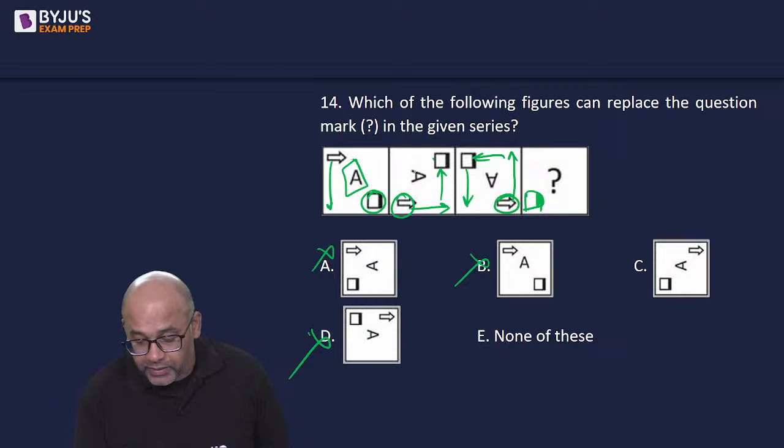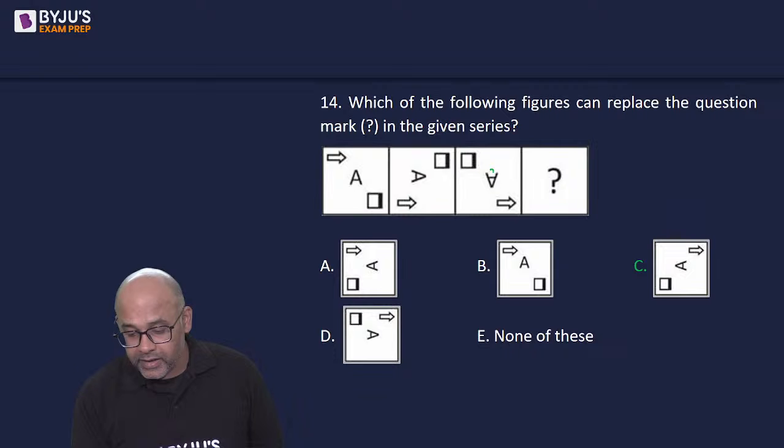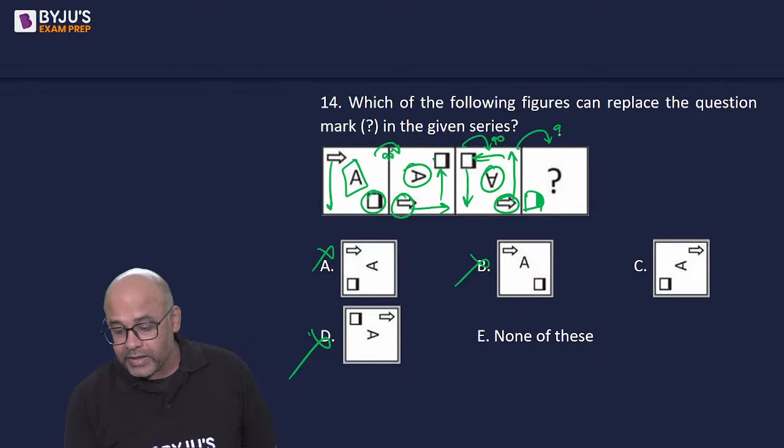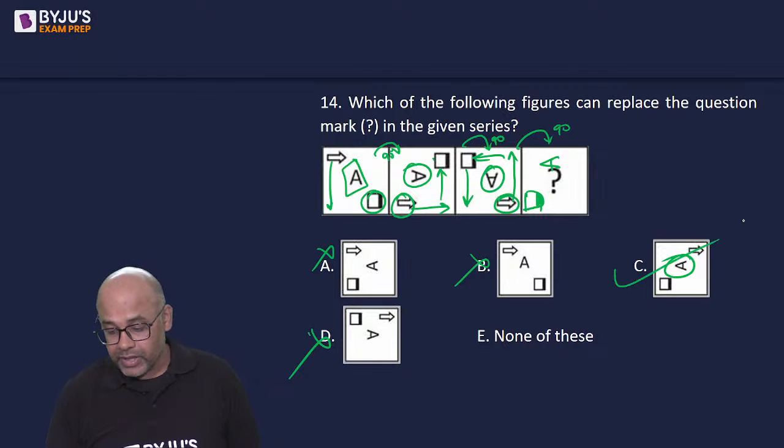A straight, A right 90 degrees, A another 90 degrees to the right. So another 90 degrees will make A like this, which is happening in C. Therefore, C is the correct answer.